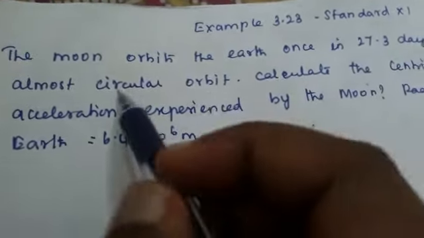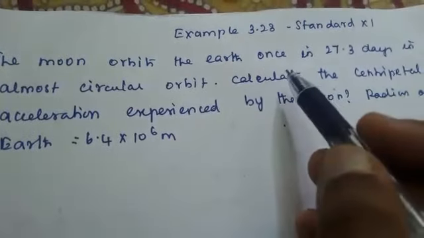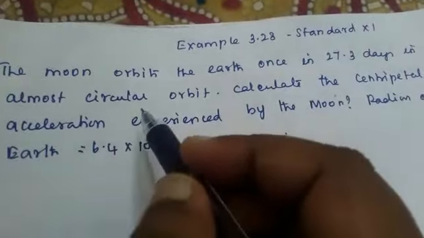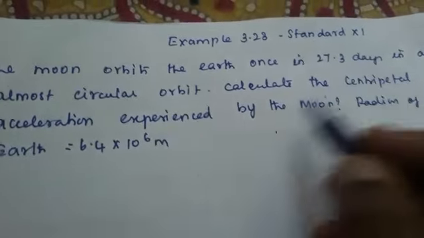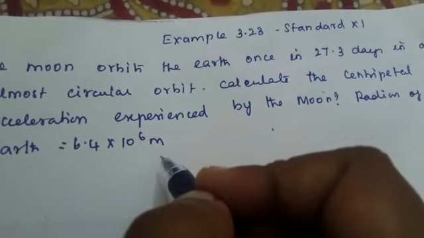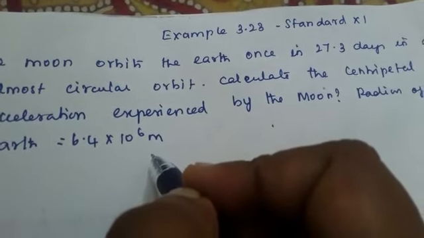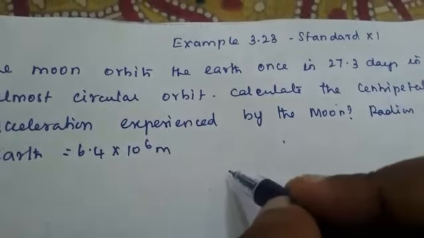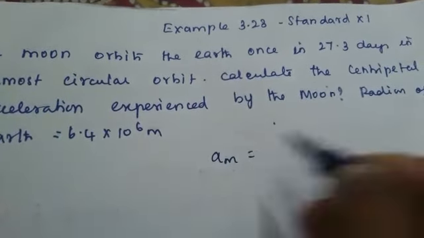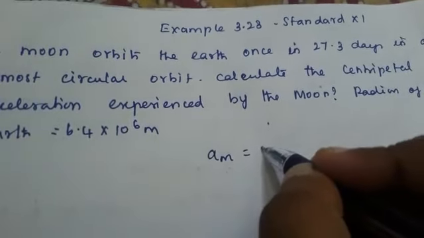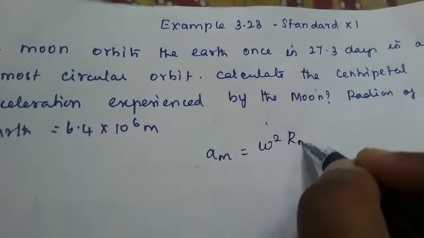Example 3.23. The moon orbits the earth once in 27.3 days in an almost circular orbit. Calculate the centripetal acceleration experienced by the moon. Radius of the earth is given as 6.4 into 10 raised to 6. Now we can write the formula for centripetal acceleration of the moon. Centripetal acceleration of the moon, am, is equal to omega square rm.